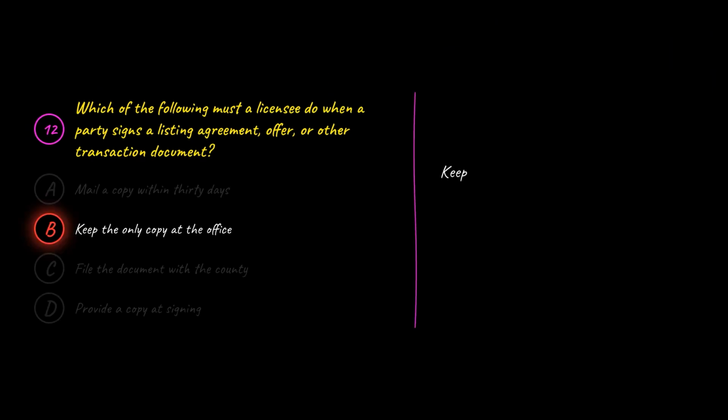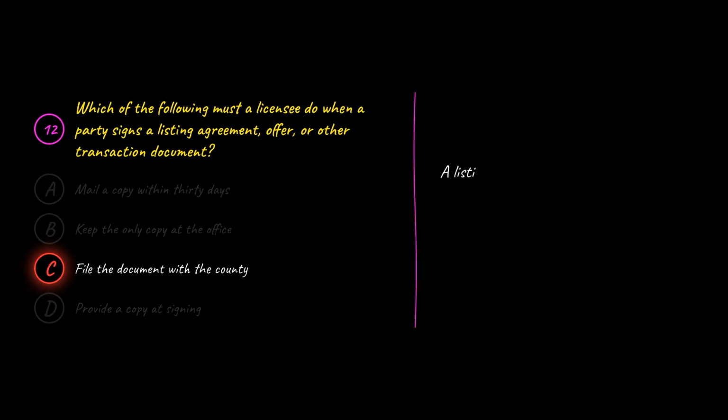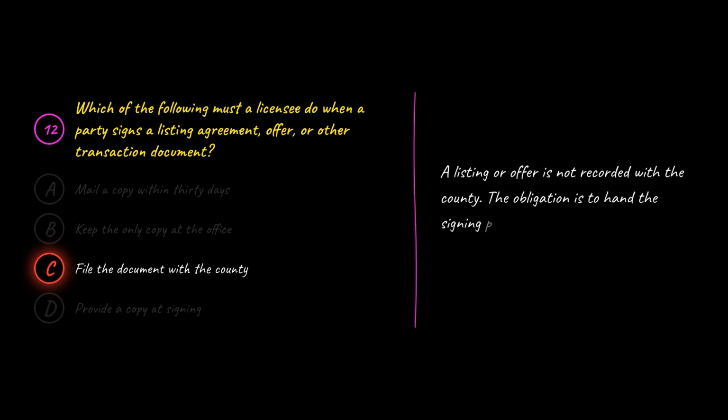B is wrong because keeping the only copy defeats the rule's purpose. The signing party is entitled to their own copy immediately, while the broker also retains records for audit. C is wrong because a listing or offer is not recorded with the county. The obligation is to hand the signing party a copy, not to file the private agreement publicly.